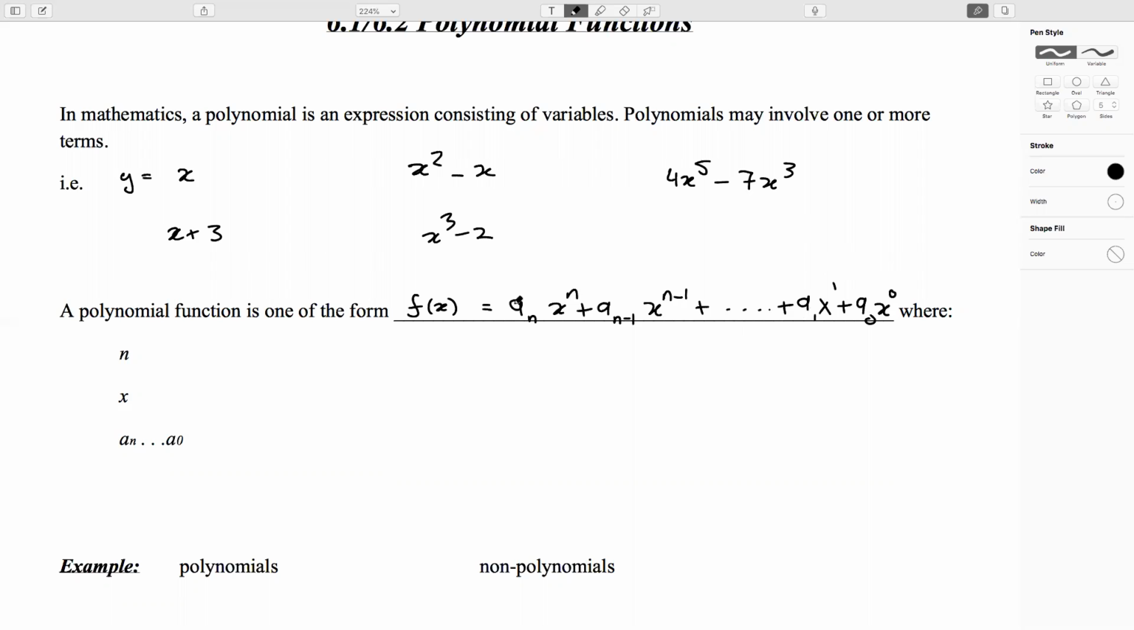So n is going to represent a whole number. x is going to represent a variable. And a(n) through to a0 are what are called coefficients. So these are whole number coefficients.